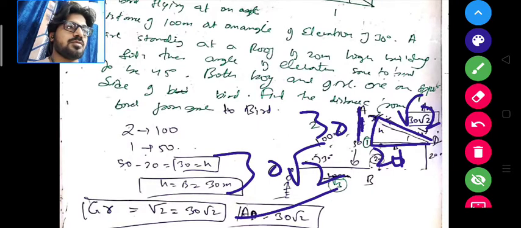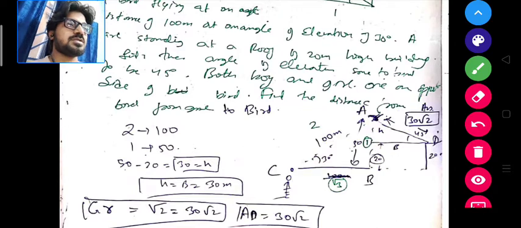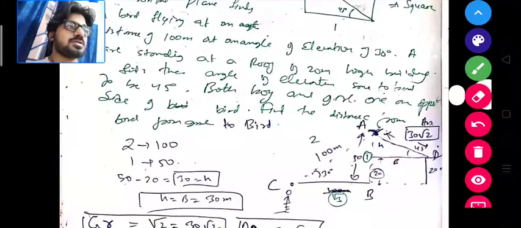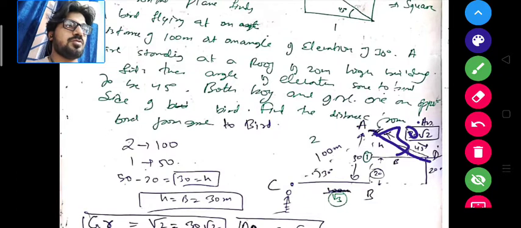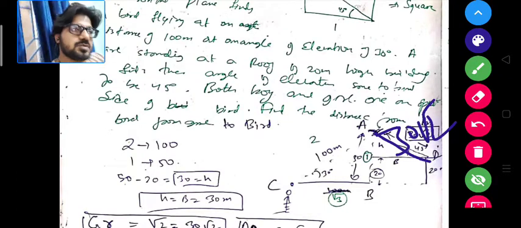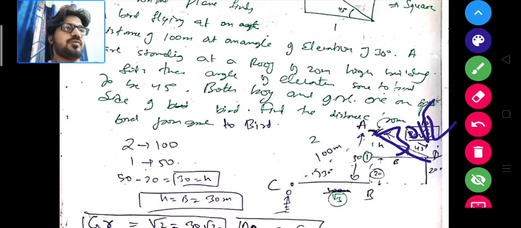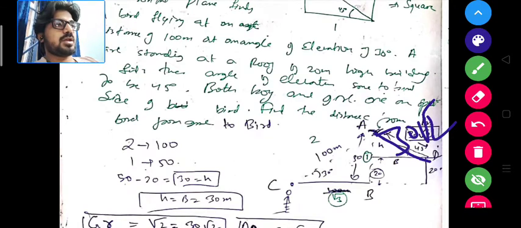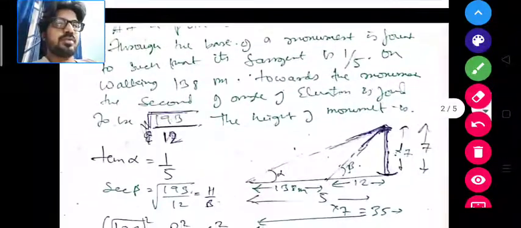So the distance from the bird to the girl, you have to find this distance, and that is 30 root 2. If this question is tough for you, we will come back to this question and let's proceed further. Okay, the answer is 30 root 2 meter. We are doing it by the unitary method.